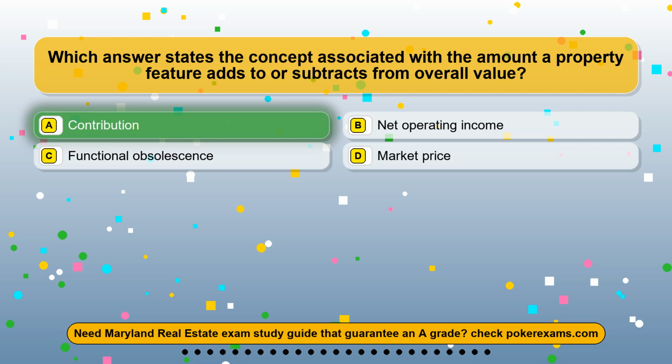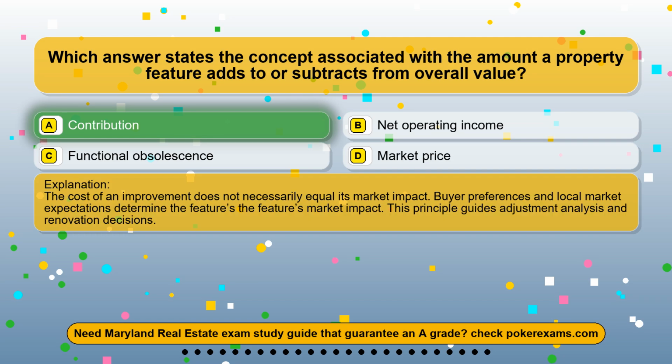The correct answer is option A, contribution. The cost of an improvement does not necessarily equal its market impact. Buyer preferences and local market expectations determine the feature's market impact. This principle guides adjustment analysis and renovation decisions.